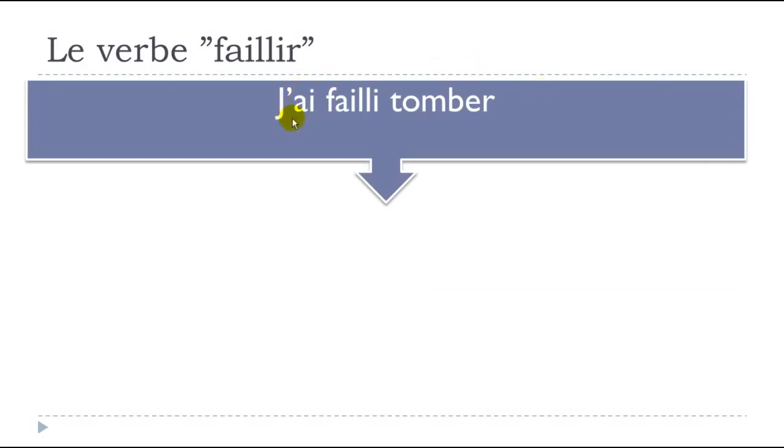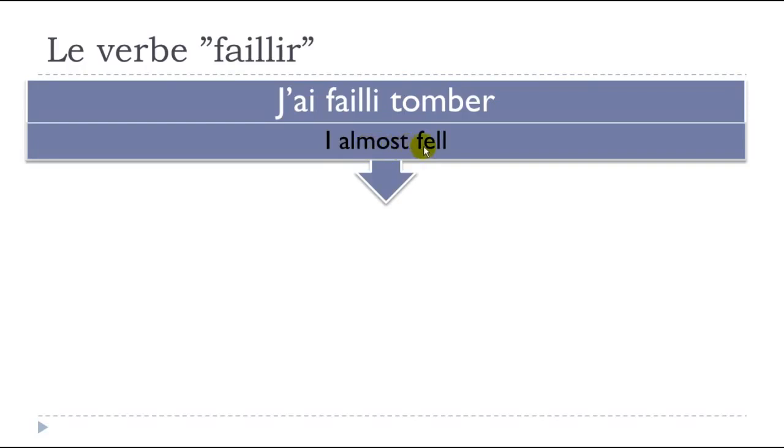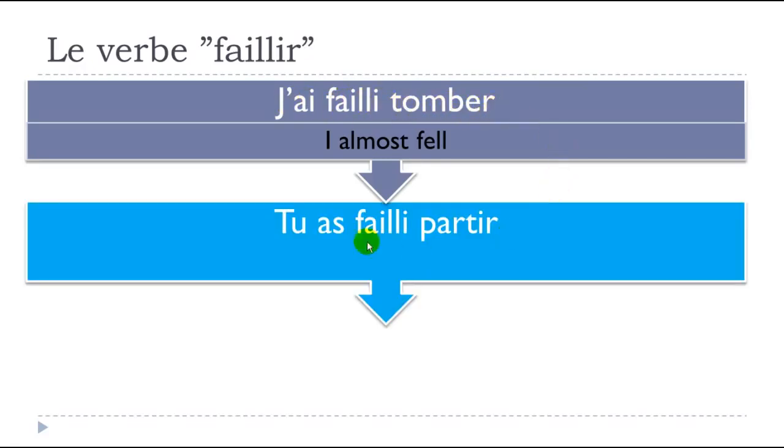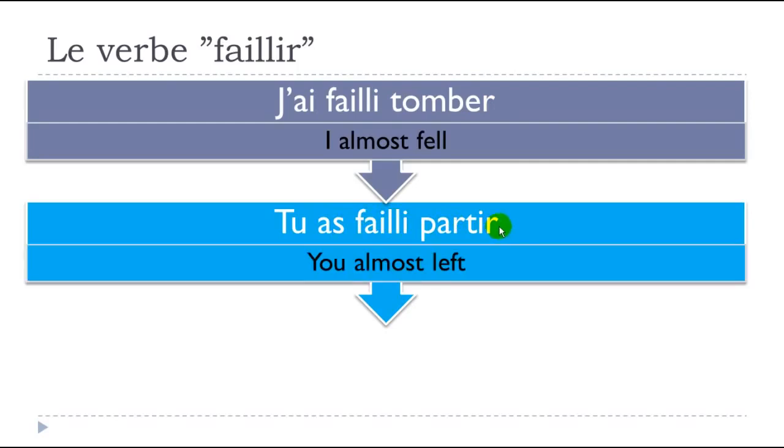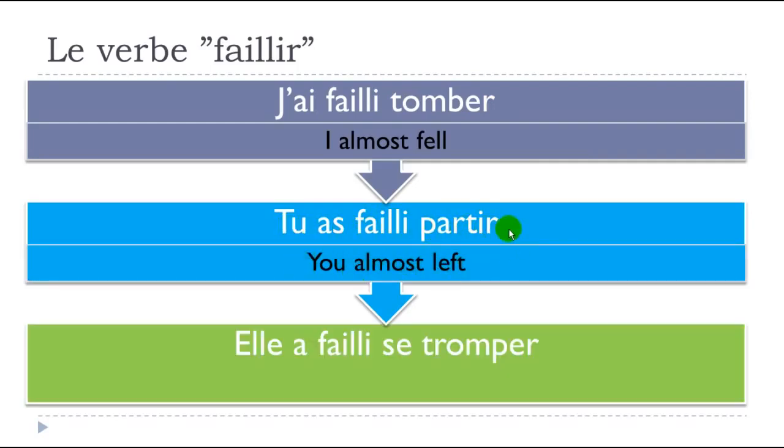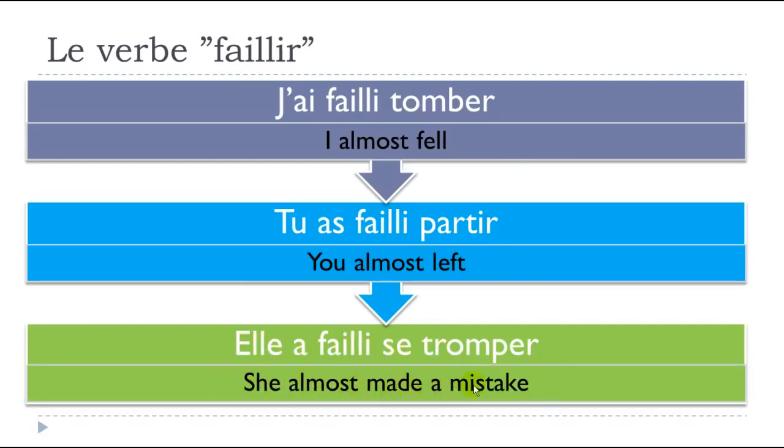A few examples. J'ai failli tomber. I almost fell. Okay, so in that case, you see that we use the verb faillir at the passé composé form, and then we just put a verb at the infinitive right after. J'ai failli tomber. Tu as failli partir. You almost left. Tu as failli partir. Elle a failli se tromper. She almost made a mistake. Elle a failli se tromper.